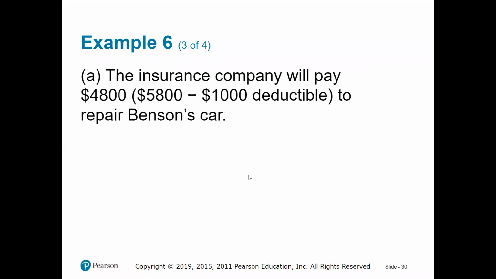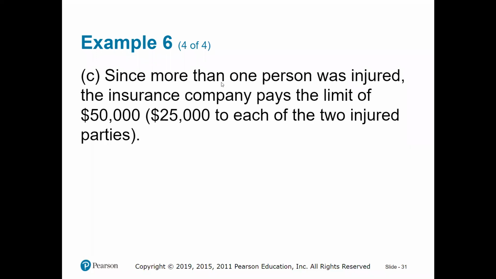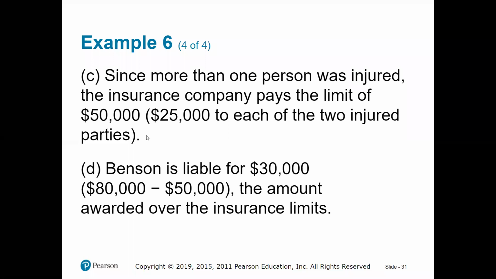The insurance company will pay $4,800. That's because he has a $1,000 deductible to repair Benson's car. Repairs on the other car will be paid up to the property damage limit of $25,000. Here, the total repairs were $3,380, so those are all paid for. Since more than one person was injured, the insurance company pays the limit of $50,000, $25,000 to each of the two injured parties. Benson is liable for $30,000. $80,000 minus $50,000 gives you the $30,000, the amount awarded over the insurance limits.